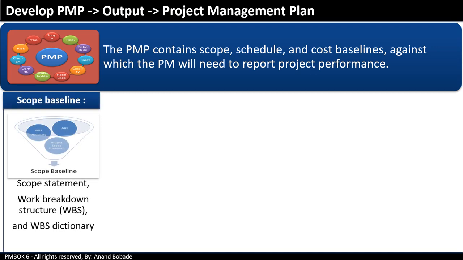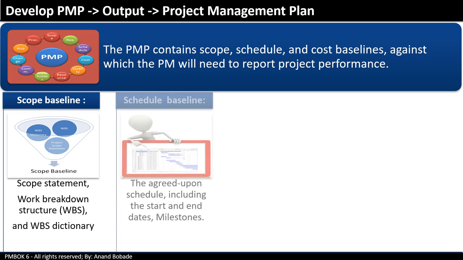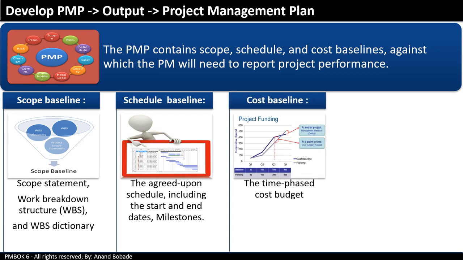Scope baseline is a combination of the project scope statement, work breakdown structure, and WBS dictionary approved by a sponsor or concerned project stakeholders. Schedule baseline is the agreed upon schedule including start and end dates of major deliverables and milestone dates. Cost baseline is a time-phased cost budget approved by management.